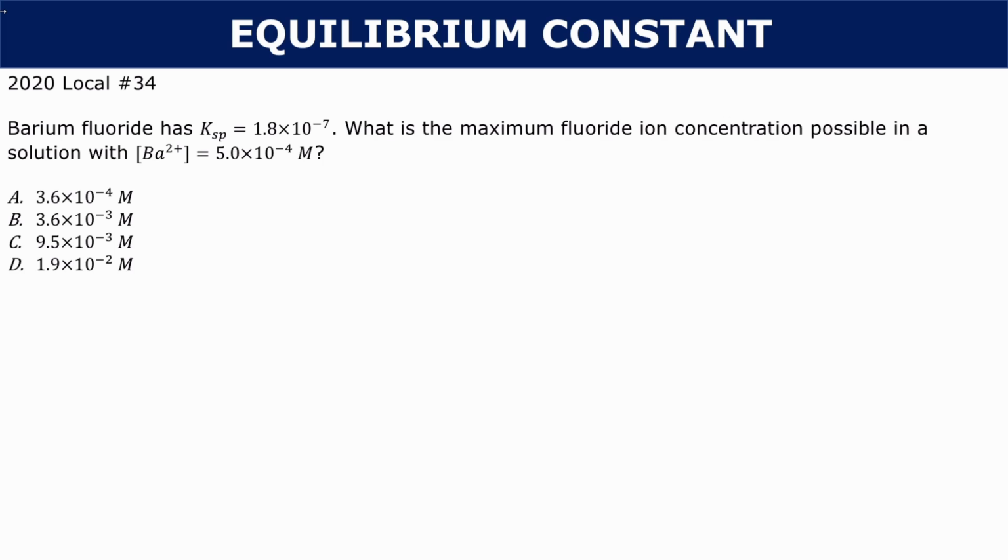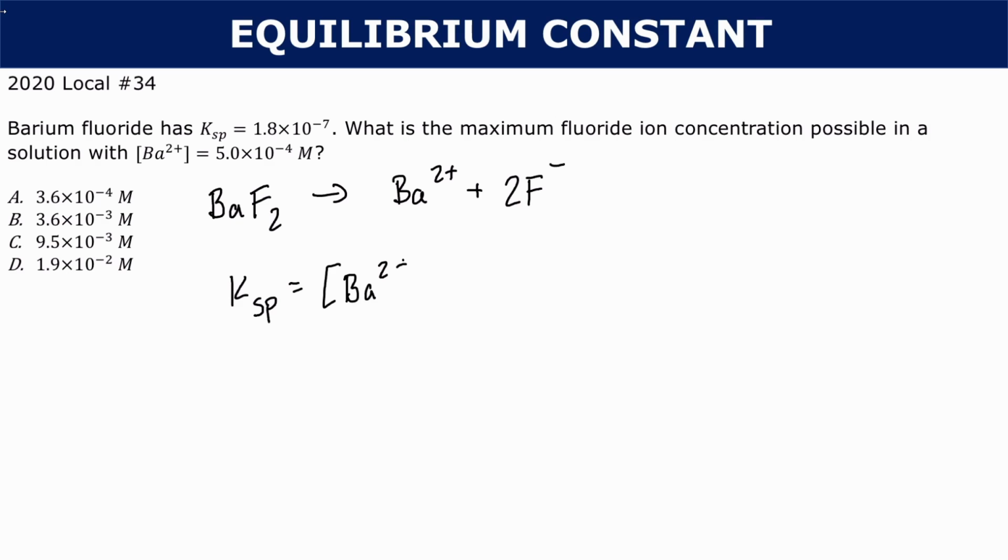Barium fluoride has a Ksp of 1.8 times 10 to the negative 7th. What is the maximum fluoride ion concentration possible in a solution with barium, the concentration of barium being 5.0 times 10 to the negative 4 molar? Barium fluoride is going to be BaF2. If we dissociate that, that's going to be barium and 2 fluorides. So our Ksp is going to be the concentration of barium 2 plus to the first power and the concentration of F minus to the second power. Because remember, the stoichiometric coefficient of the F is the 2.